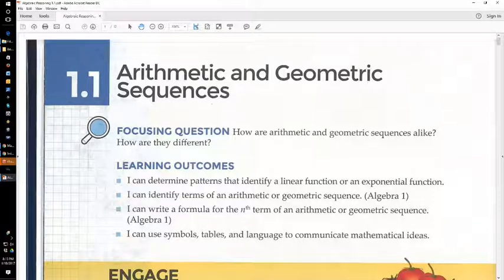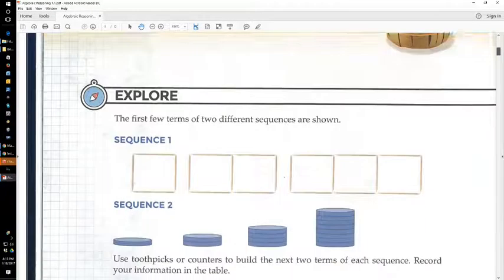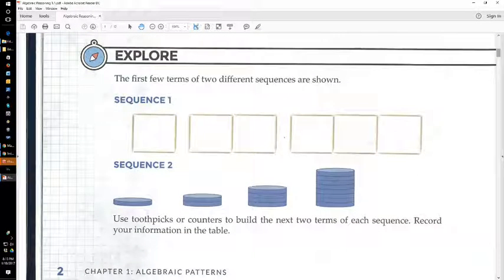Okay, these are the notes for 1.1 arithmetic and geometric sequences. We're going to brush through these real quick. We're not going to read the whole thing, as I said earlier. So if we scan down the page to the Explore section, we've got two different sets going for sequence 1.